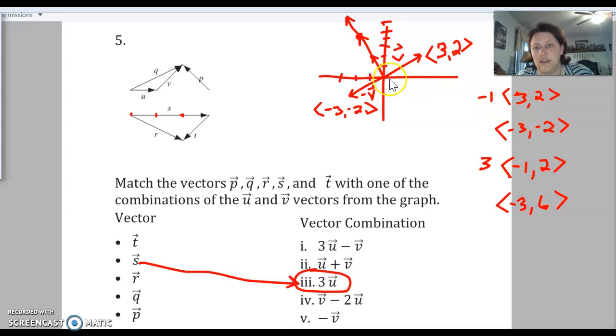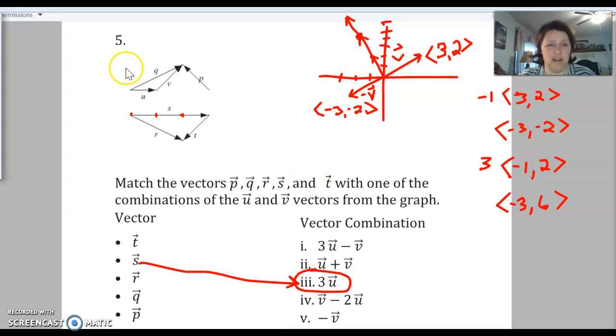We have a vector that's pointing to 3, 2. Multiply it by -1, and it's going to point in the exact opposite direction, but have the same magnitude. If we multiply it by +3, then the magnitude is going to be multiplied by 3, so it's going to be 3 times as long and point in the exact same direction.